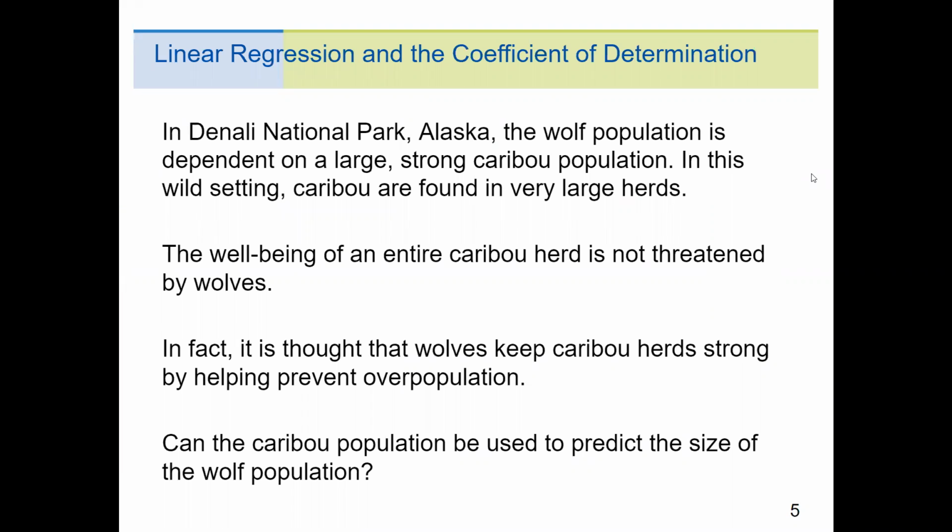In Denali National Park, Alaska, the wolf population is dependent on a large, strong caribou population. In this wild setting, caribou are found in very large herds. The well-being of an entire caribou herd is not threatened by wolves. In fact, it is thought that the wolves keep caribou herds strong by helping prevent overpopulation. Can the caribou population be used to predict the size of the wolf population?